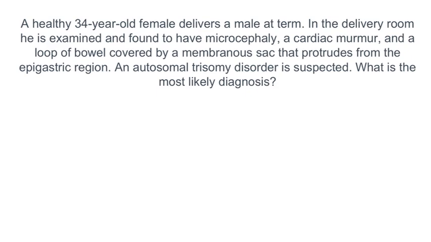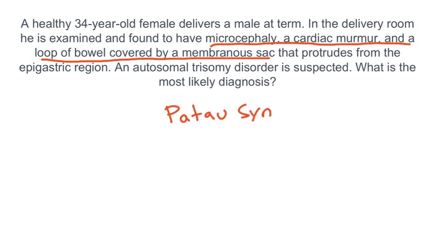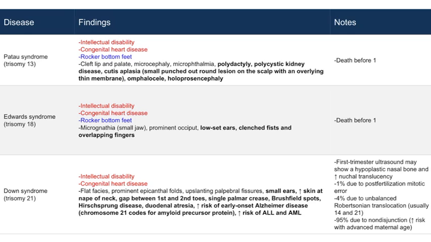Hopefully from the question stem, you notice that this patient has microcephaly, a cardiac murmur, and a loop of bowel covered by a membranous sac. This is describing an omphalocele. Again, the cardiac murmur and facial features can be pretty nonspecific and hard to remember, but the omphalocele is specific for Patau syndrome. Therefore, the most likely diagnosis is Patau syndrome. From the table, notice that an omphalocele is typically associated with Patau syndrome.